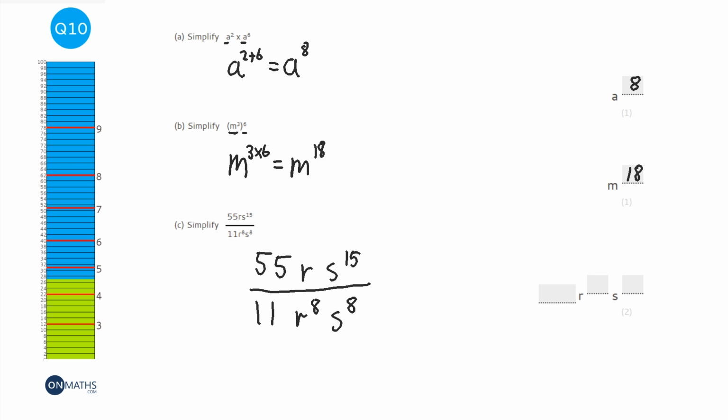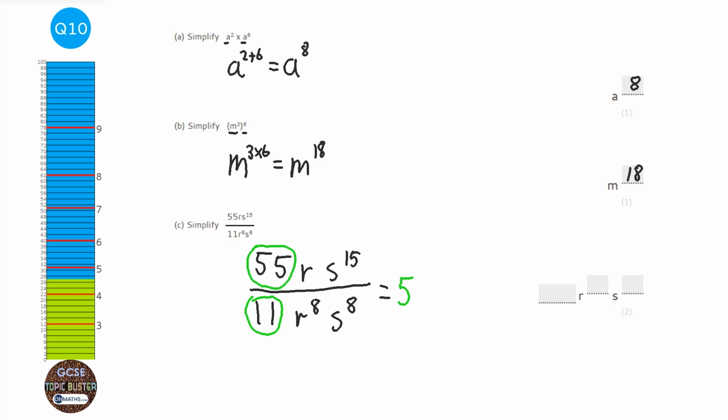Okay, first thing I focus on is the number. Now 55 over 11, so I know that 55 divided by 11 is going to be 5. 55 divided by 11, that's all we've got to do. And the reason we can do that is there's only one term at the top and one term at the bottom. Term is defined by whether there's a plus or a minus, and there's no pluses or minuses here.